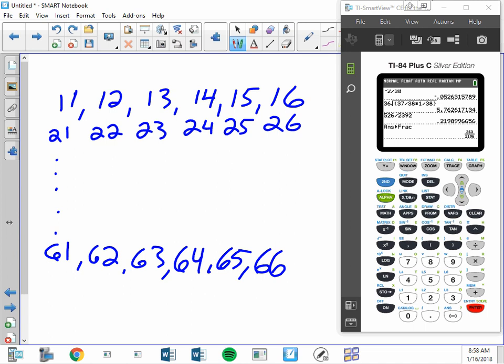And what are we looking for? The ones that add up to 7. So which ones will add up to 7? So the 1 and the 6, the 2 and the 5, 3 and 4, 4 and 3, 5 and 2, 6 and 1.